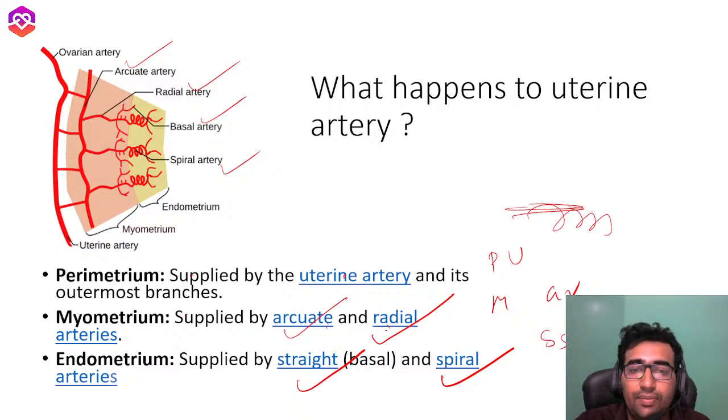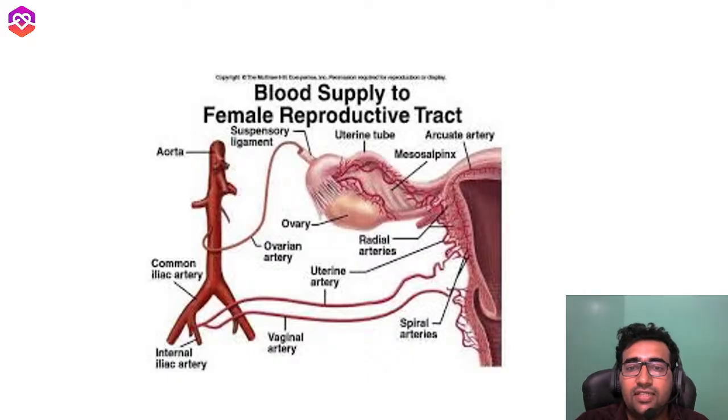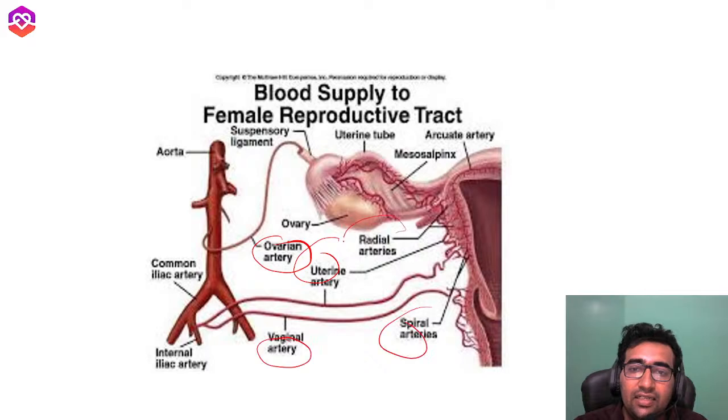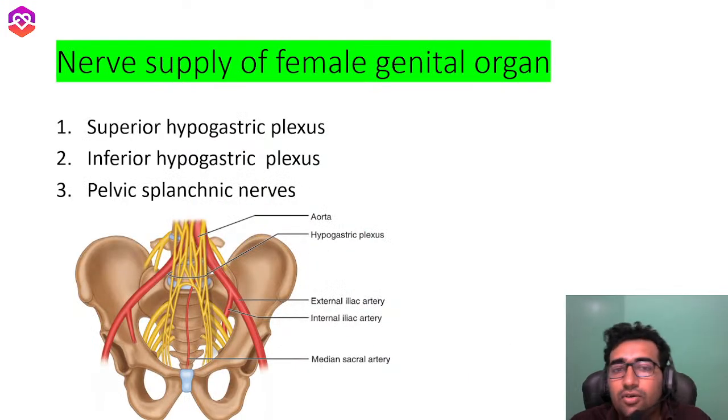You remember? Okay. This is actually a general picture of the blood supply of our uterus and the female reproductive system. Okay. Can you see the ovarian artery? The ovarian artery is a direct branch of the abdominal aorta. You have the uterine artery here, vaginal artery here, spiral artery here, radial artery here. Everything is there. Okay. Now that's over. The blood supply is over.